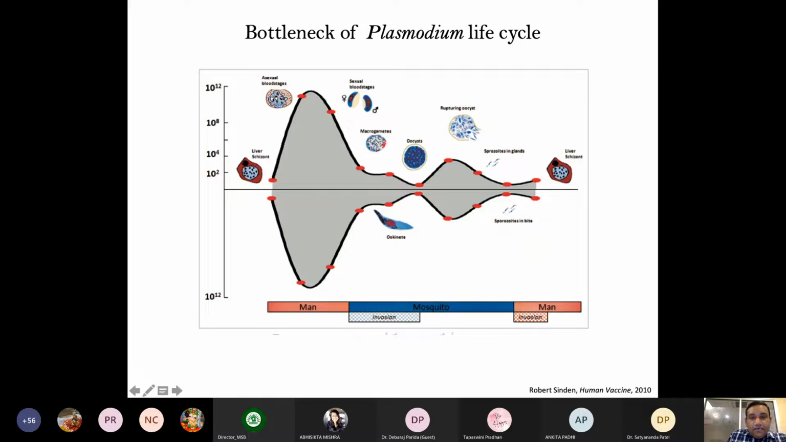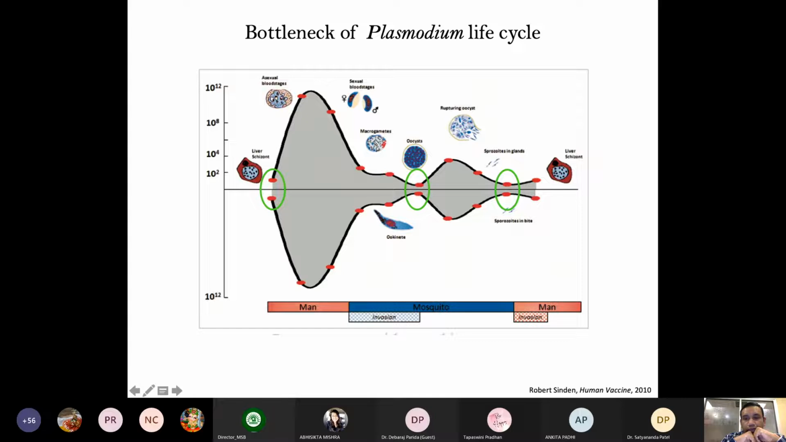And then when it is taken up by the mosquito, the number can go to less than 10, close to five oocysts. So this is another bottleneck for the parasites. Then these oocysts in the mosquito produce sporozoites, and there are only a few sporozoites, like 10 to 100, that get injected into the mammalian host. So this is another bottleneck. These three points are the bottlenecks where the parasite number is very few.